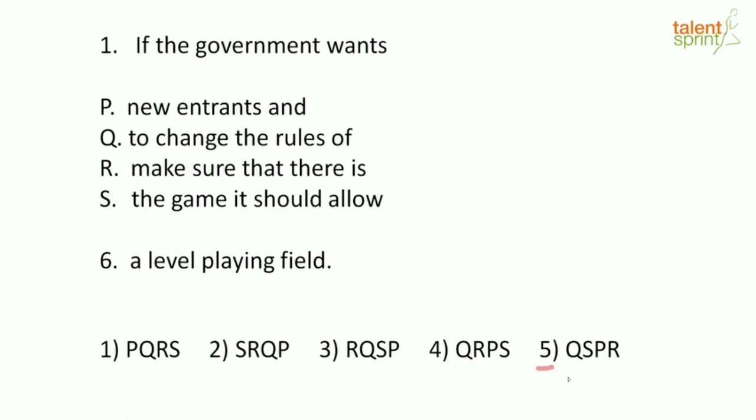Now let's go back and try to apply which one seems logically right. If I go by 3, if the government wants, and then it starts with R. If the government wants, make sure the preposition "to" is missing. So that cannot be my sequence. I've eliminated 3. So it has to be 5.